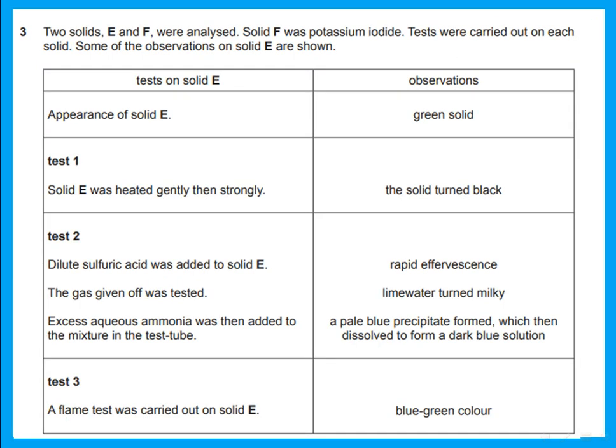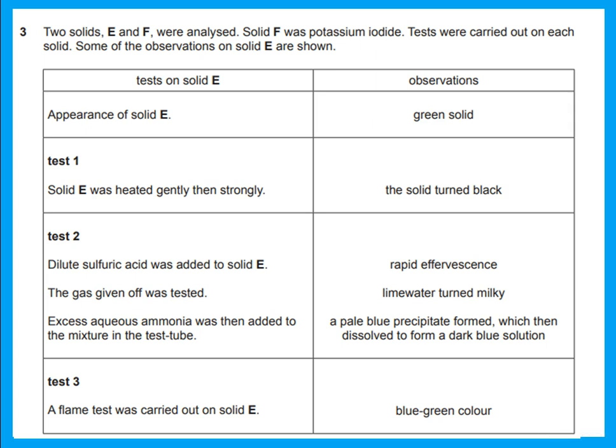Question 3 is about identification of ions. He says two solids E and F were analyzed. He's telling me that solid F is potassium iodide. Tests were carried out on each solid. Some of the observations are shown. So the first thing he's saying, solid E.